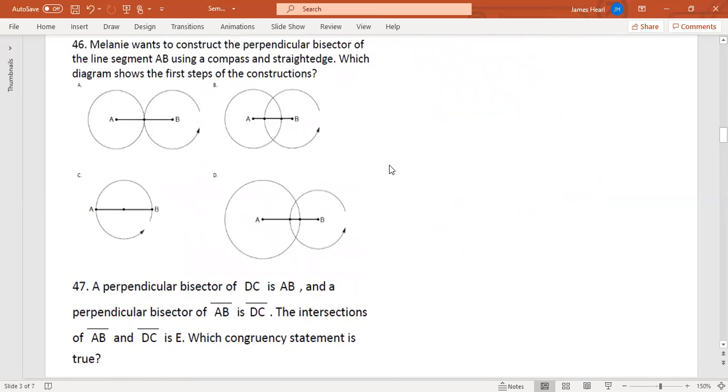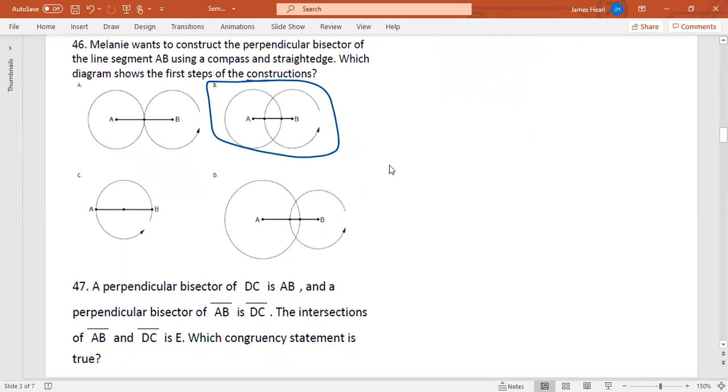All right, for 46, Melanie wants to construct the perpendicular bisector. So which diagram shows the first step? From either the constructions lesson or from back in chapter 5, any point that's on the perpendicular bisector ends up being equidistant from the endpoints of your segment. So if you start looking at these 4 pictures, there is only one picture that shows 2 circles overlapping and equal sized, equal distance, and that has to be picture B here.